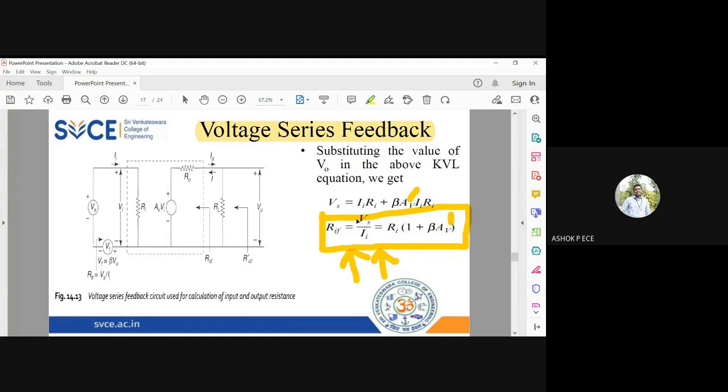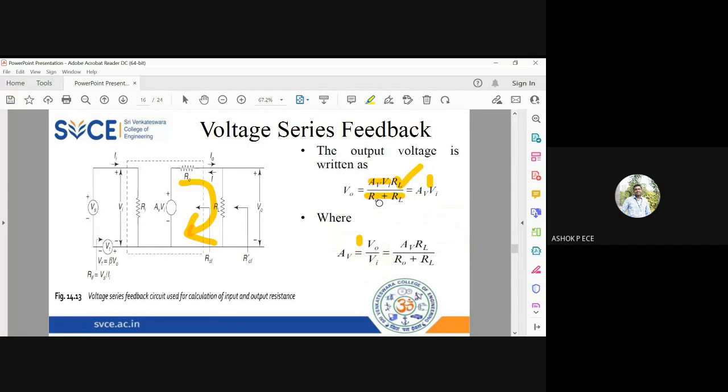RIF equal to Vs by Ii. So it is Ri into 1 plus beta AV dash. Ri is the resistance without feedback. RIF is the input resistance of the amplifier with feedback. Beta is the feedback factor. And AV dash, we simplified this big term to be AV dash. So AV dash equal to AV into RL by R0 plus RL.